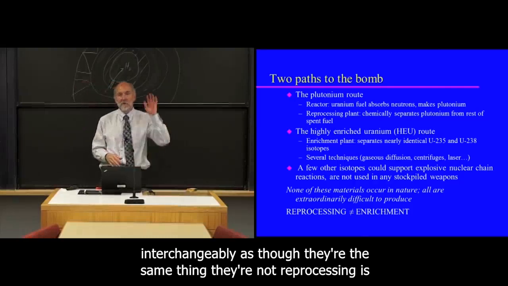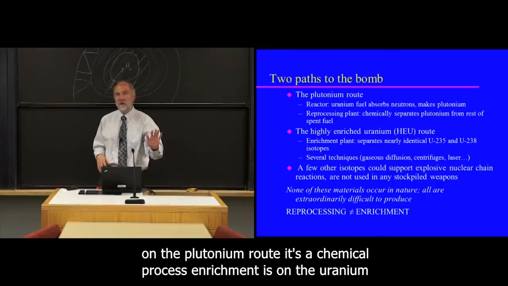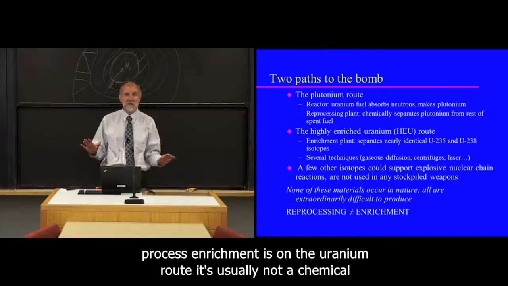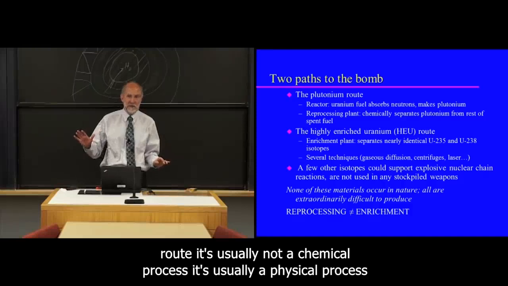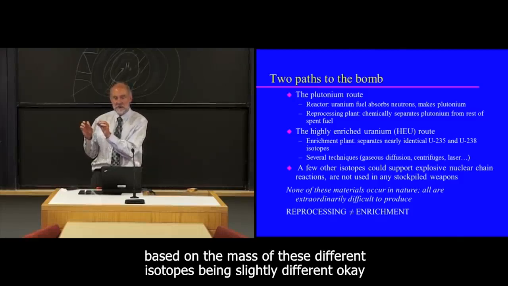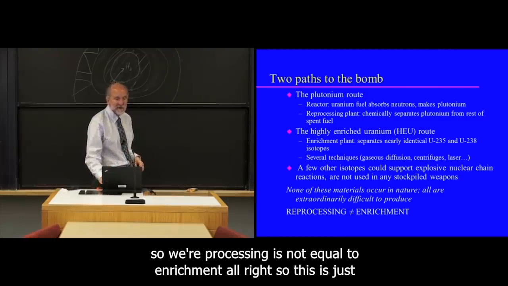They're not. Reprocessing is on the plutonium route. It's a chemical process. Enrichment is on the uranium route. It's usually not a chemical process. It's usually a physical process based on the mass of these different isotopes being slightly different. Okay, so reprocessing is not equal to enrichment.